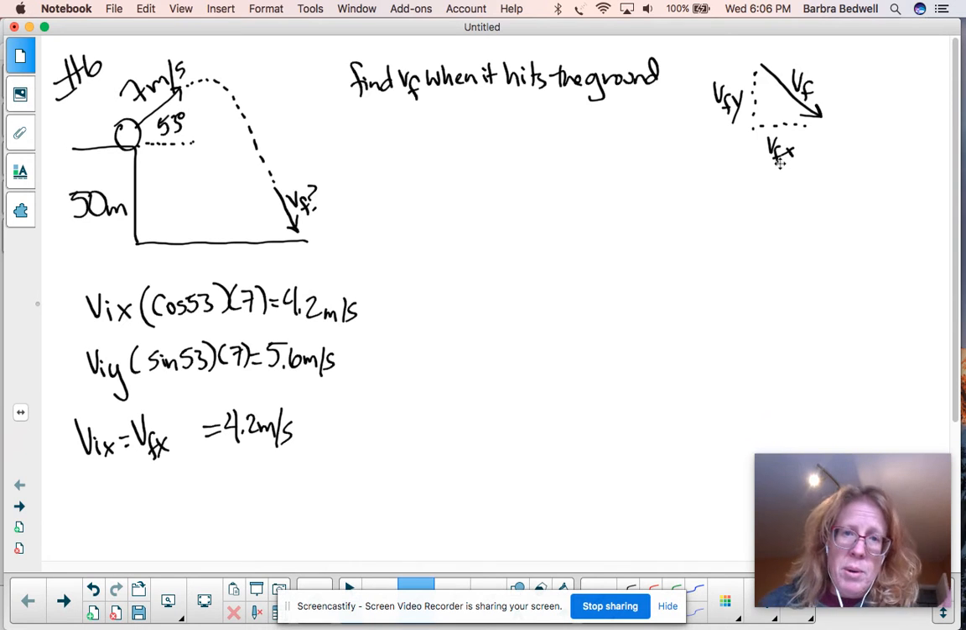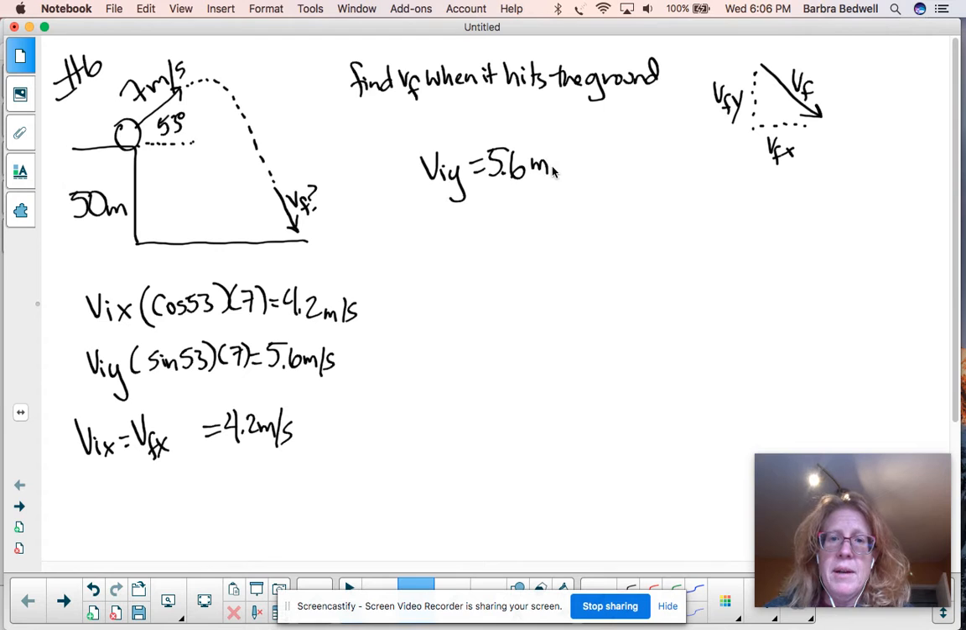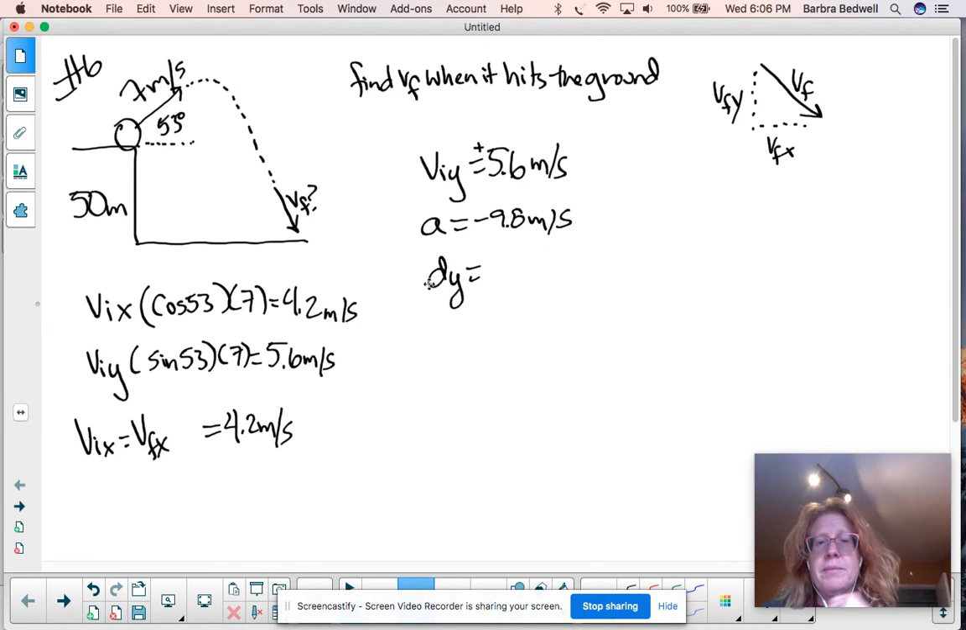Well, the nice thing is the x component is exactly the same. It's still 4.2 meters per second. Again, it's constant velocity left to right, so we don't have to worry about that. The question becomes, what's VFY? So we've got VIY equals 5.6 meters per second, and that's up, so don't forget that that's a positive. We know acceleration is going to be negative 9.8 meters per second squared. We also know something about its vertical travel, which is delta d.